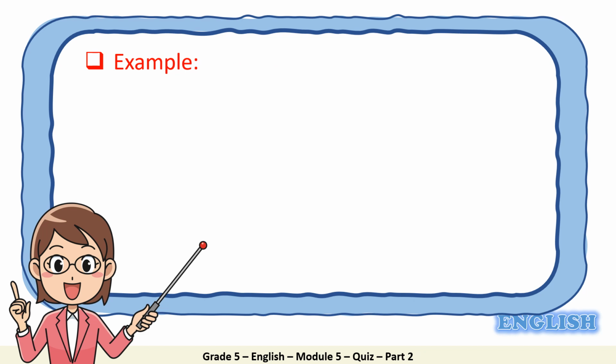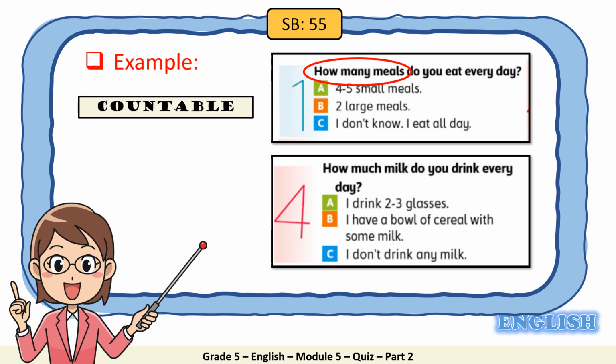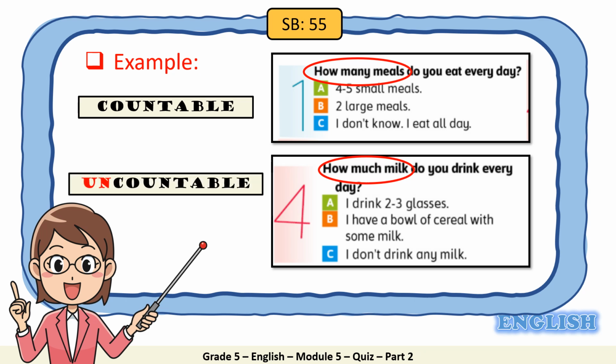For more examples, take a look at these two questions in your student book, page 55. Question number 1 starts with how many. Why did we use how many here? Because the word meals is a countable noun. How many meals do you eat every day? Now let's take a look at the second question. It started with how much. Why? Because the word milk is uncountable. How much milk do you drink every day?